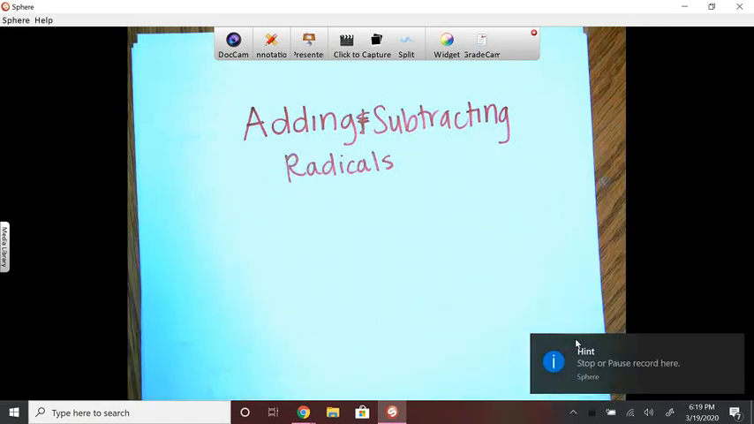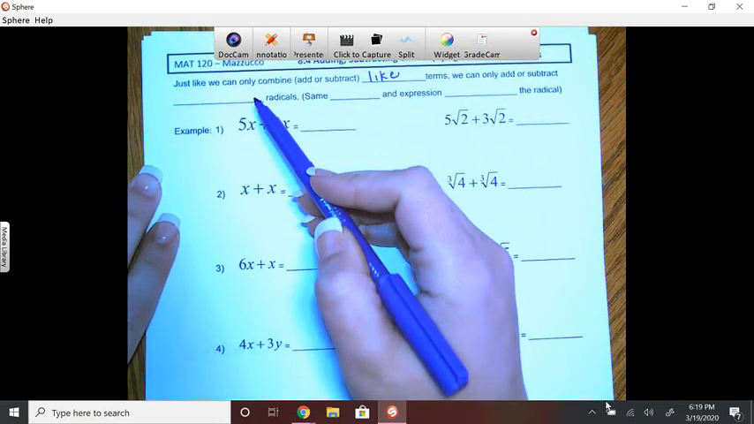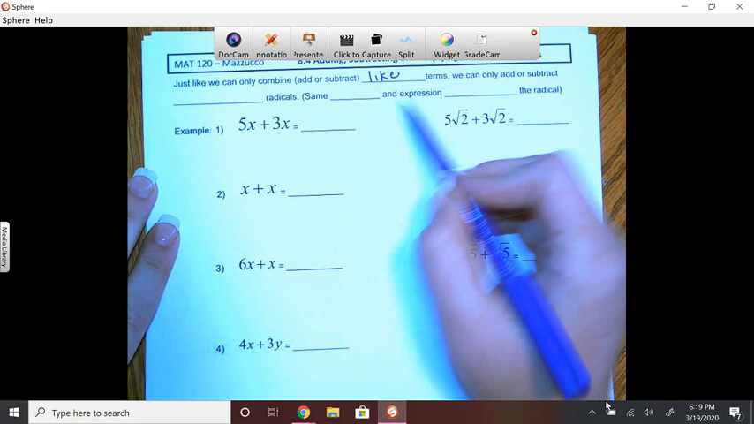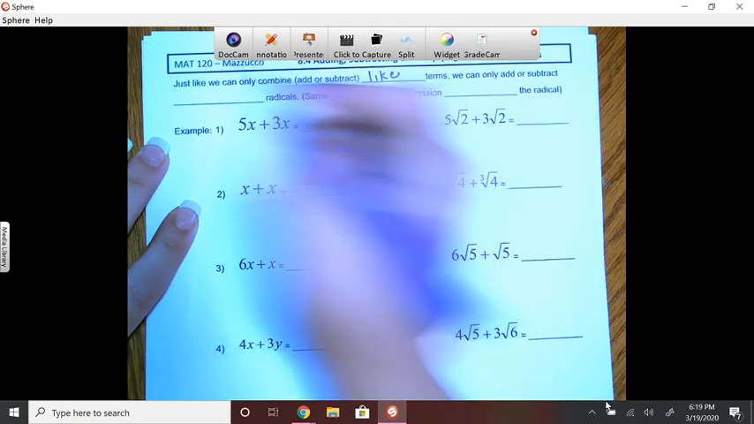This video is on adding and subtracting radicals. Just like we can only combine like terms, we can only add or subtract like radicals.